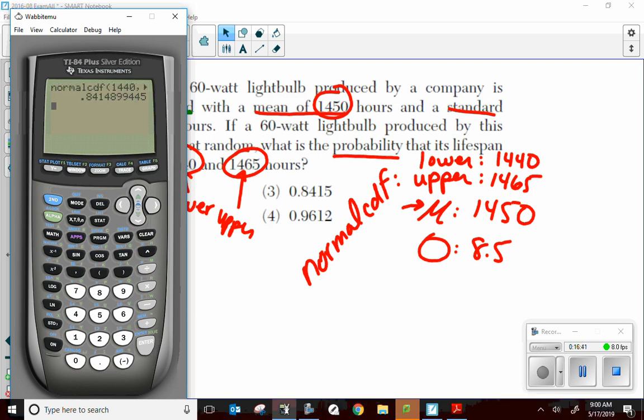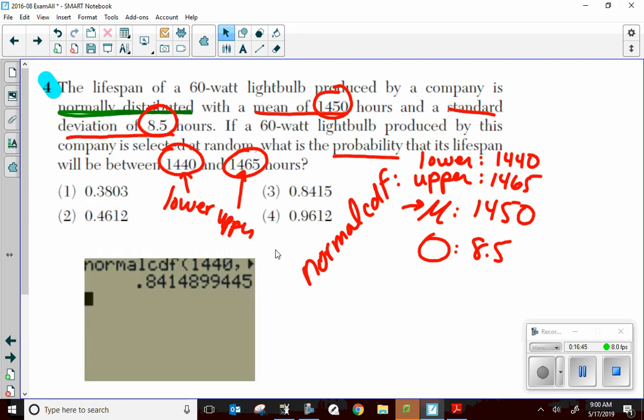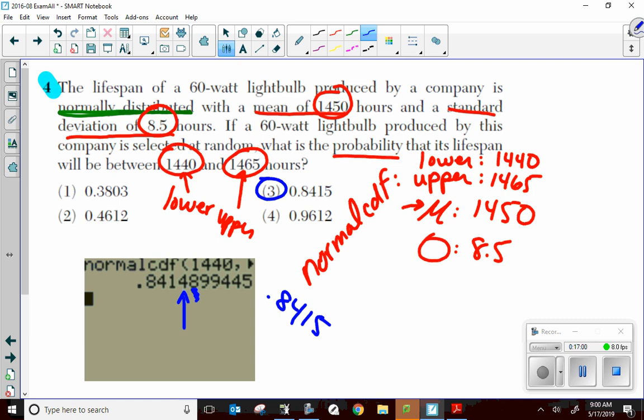Boom. So my probability, and if you look, all of these answers are 4 decimal places. So if I go 4 decimal places, I get 0.8414. That 4 will round up to a 5 because the number after it is 5 or bigger. Bam. Just testing whether you know how to use a calculator or not. It's beautiful. Normal CDF.